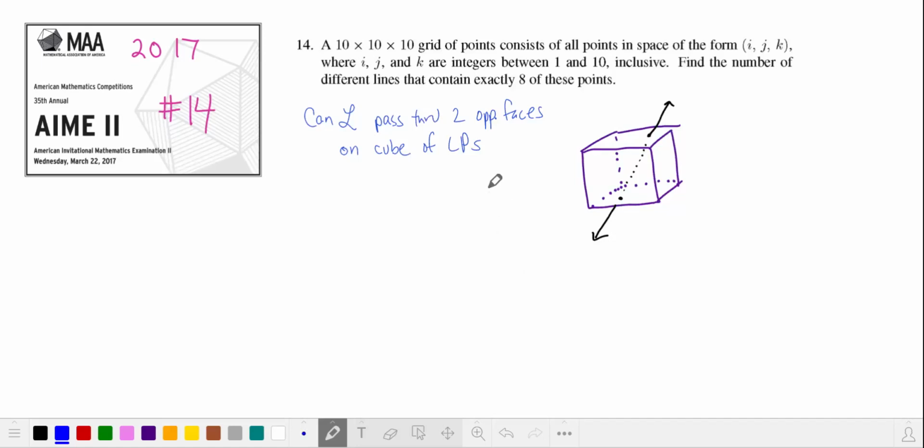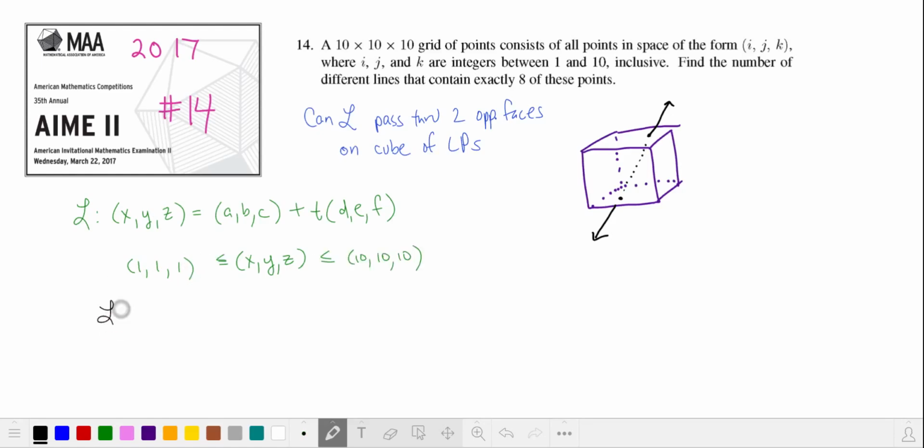My first question is whether a line that passes through 8 lattice points in this cube of lattice points can pass through two opposite faces of this cube. In three-dimensional space, we can represent a line parametrically. We're interested in the points on the line between 1, 1, 1 and 10, 10, 10. For example, let's consider the line that passes through a corner of the cube.